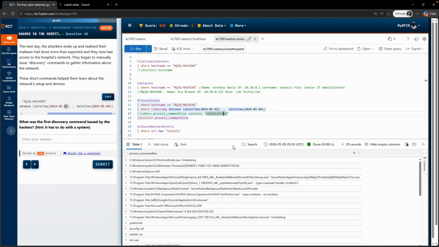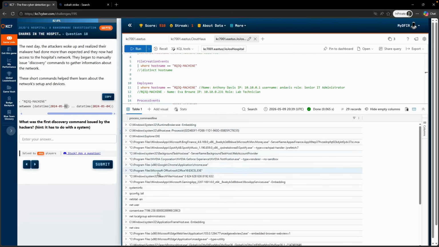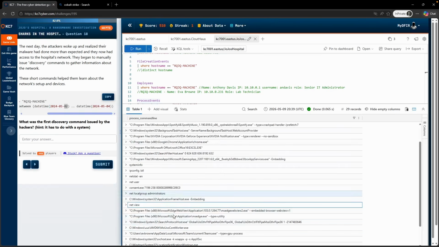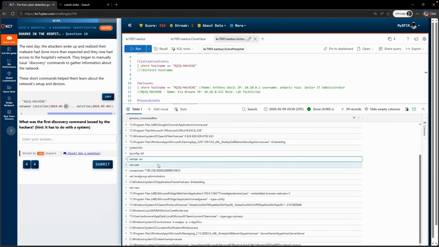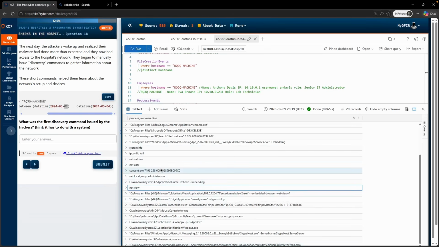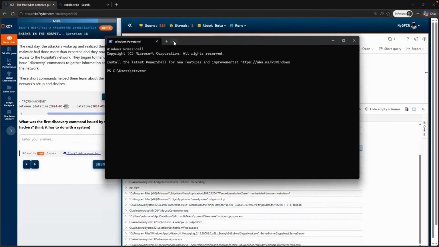Right away, I do see some discovery commands, and that is this right here. We have systeminfo, ipconfig, netstat, net user, and net localgroup administrators, along with net view. So how many is that? 1, 2, 3, 4, 5, and 6. So there were 6 discovery commands that were being used. Now, if you're wondering, well, Stephen, what exactly do these commands even do? Well, instead of explaining, why don't I just show you?